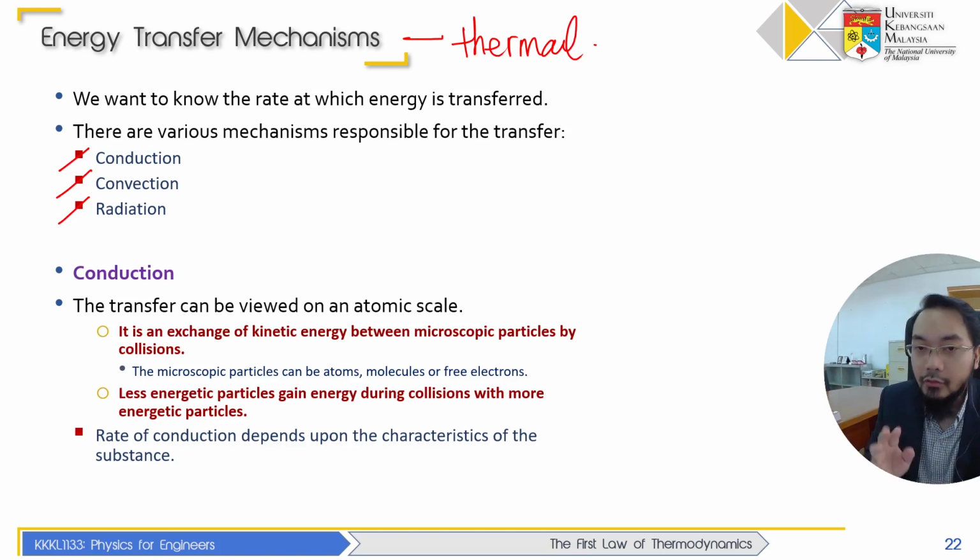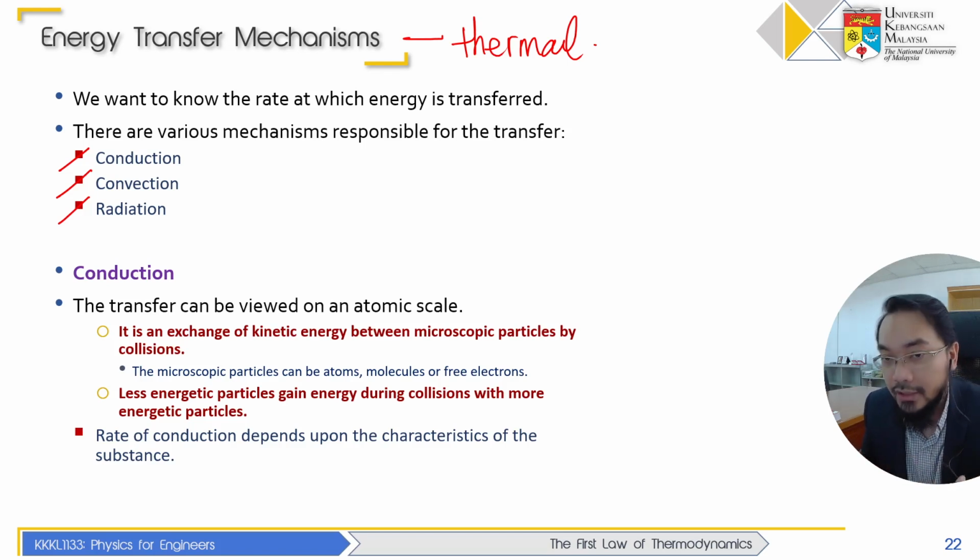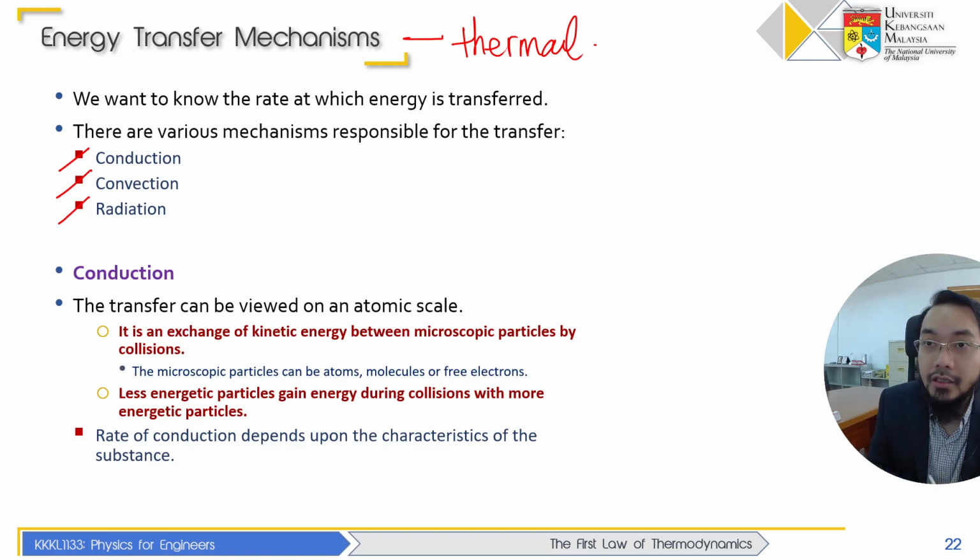The third one is radiation. Radiation is by electromagnetic wave, that means optical: either visible light, infrared, UV light, or radio wave. Anything that is electromagnetic wave is by radiation. An example of the radiation transfer mechanism is from the sun to the earth.